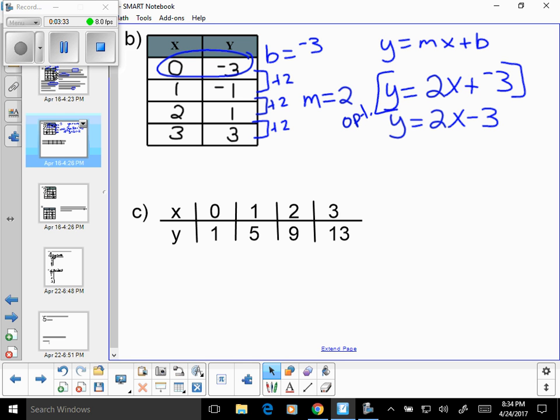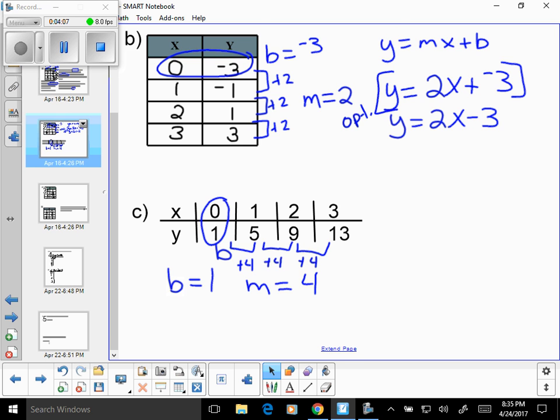There are times when they will give you the table like in C. They'll give it to you horizontally rather than vertically. If x is 0, that y output is going to be b. So b equals 1. Then I have to look at my intervals this way, and I'm going up by 4. That means m equals 4.